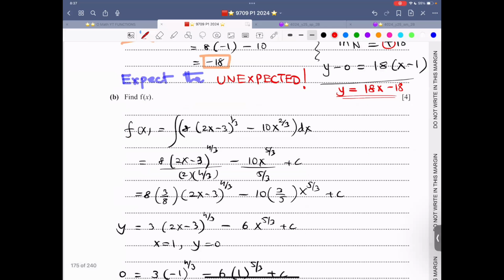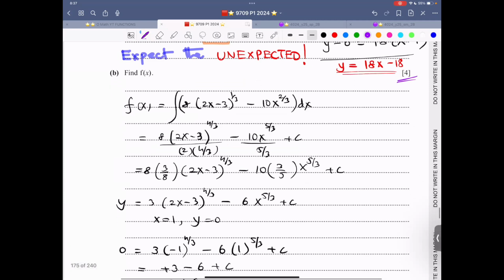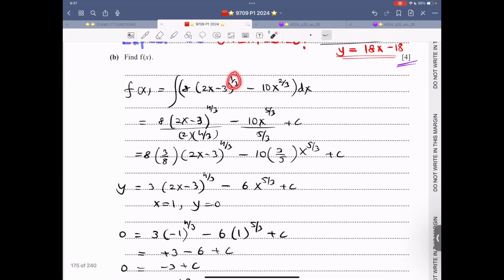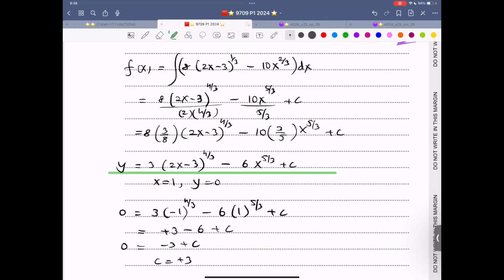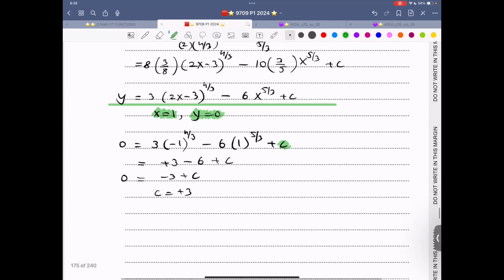Find f(x). That's also some basic stuff. We integrate f prime of x. This is done using the chain rule. Just look at my working. 1/3, 1/3 plus 1 is 4/3. Division by 4/3, division by the coefficient of x. This is simple integration plus c. Simplify. Once it's simplified up till here, you plug in the x coordinate and the y coordinate to evaluate c. And c comes out to be positive 3.